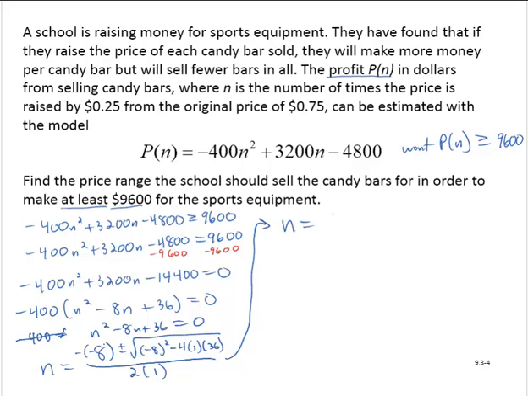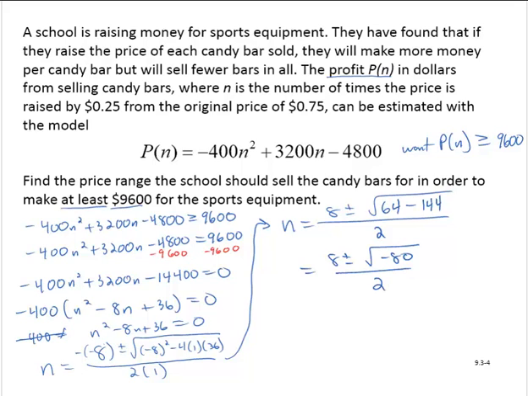So then n would equal 8 plus or minus the square root of 64, right? Negative 8 times negative 8 is 64, minus 4 times 36 is 144, over 2. And so that would give us 8 plus or minus the square root of, let's see, 64 minus 144 is negative 80. Alright, so we have to be careful here. Since we have the square root of a negative number, this tells us that the equation has no real solutions.